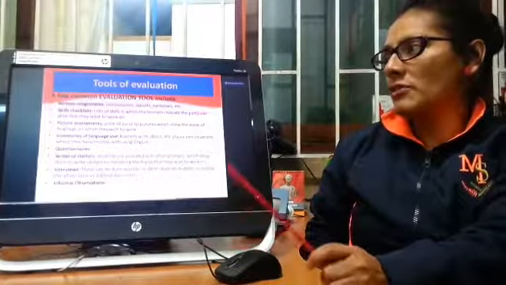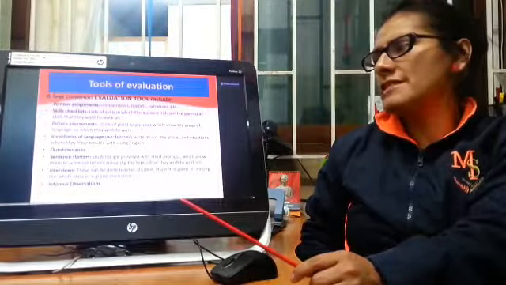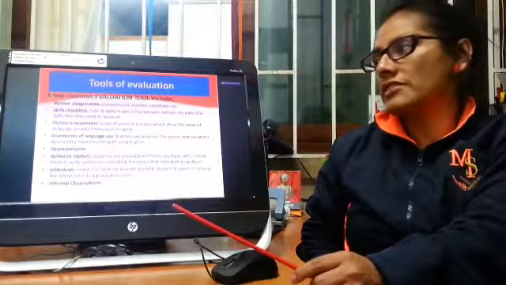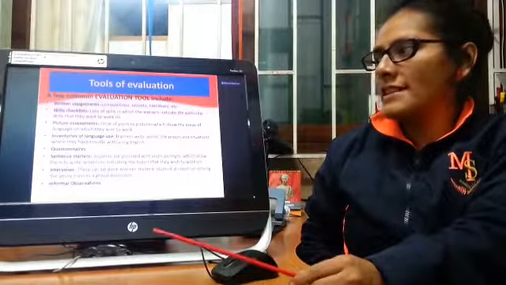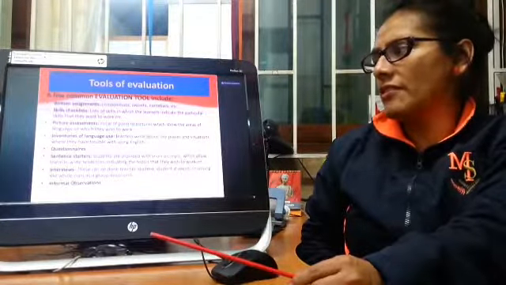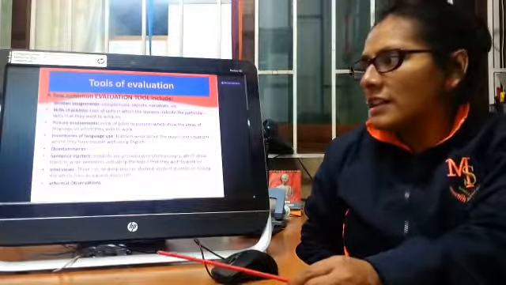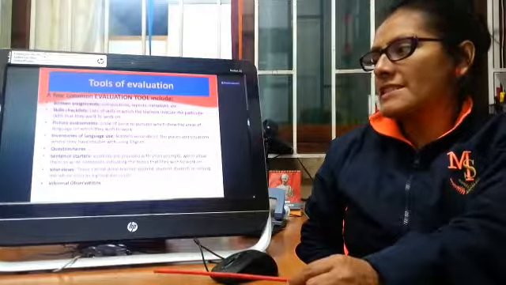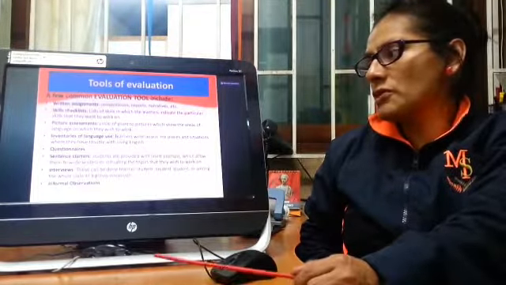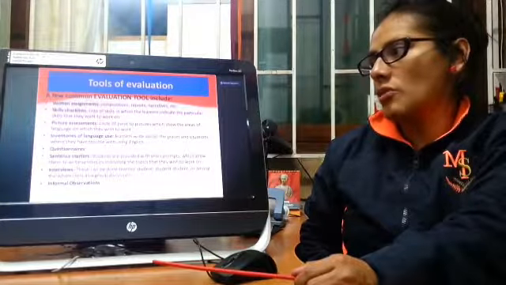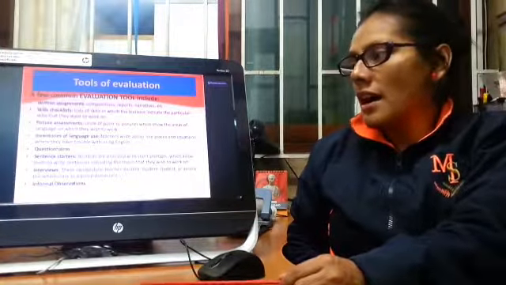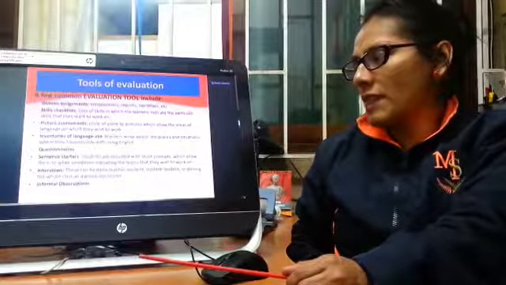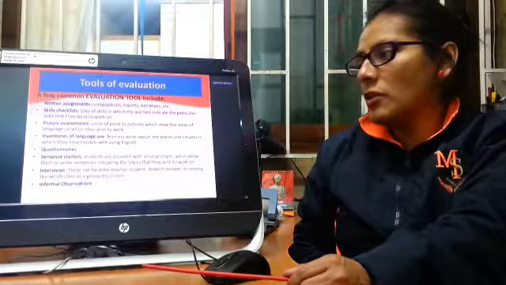Tools of evaluation. A few common evaluation tools include writing assignment, composition, report, narrative, reading. A skill checklist, a list of skills in which the learner indicates the particular skills that they want to work on. Picture assessment, circle or point to pictures which show the areas of language on which they wish to work. Inventories of language use. Learners write about the places and situations where they have trouble with using English.